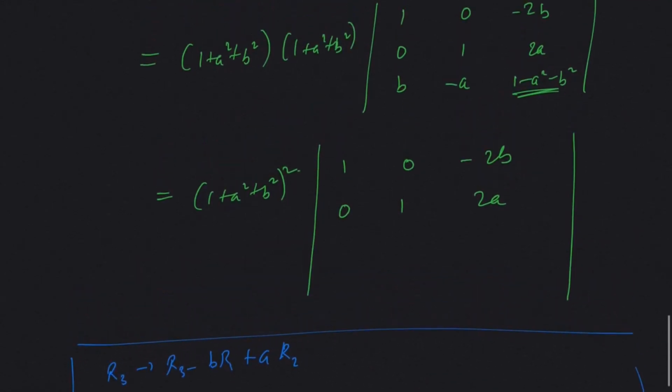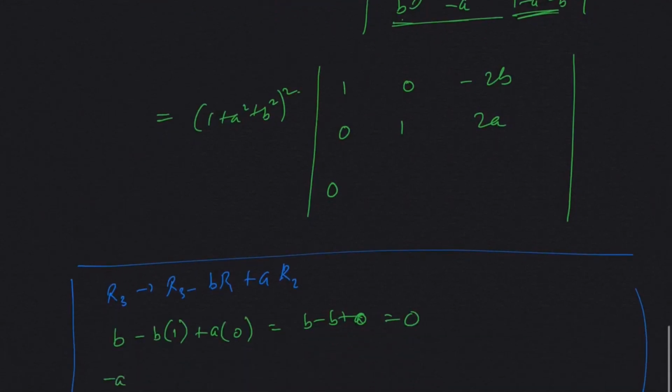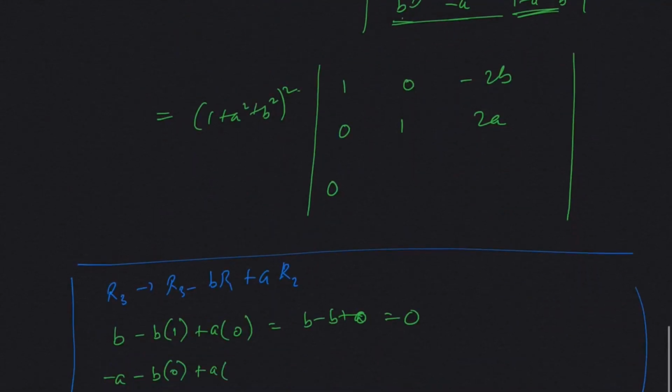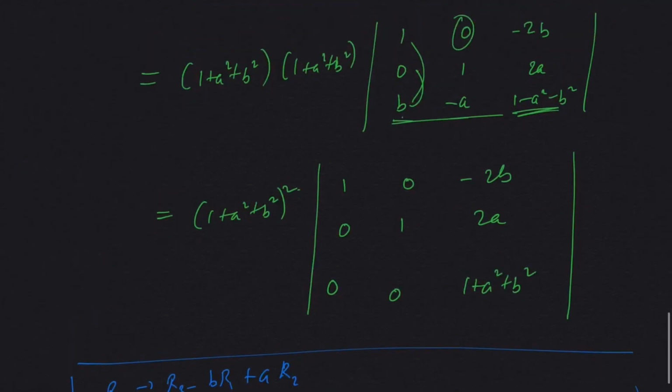So now first one, r3, this term by term, b minus b times of r1 plus a times of r2. So that will be b minus b plus 0, that will be 0. Similarly, next term, minus a minus b times of r1, 0, plus a times of r2, 1, minus a plus a, that is again 0, and here you will have 1 plus a square plus b square.